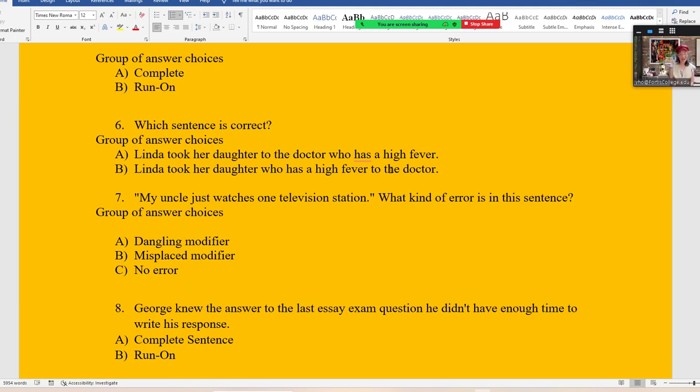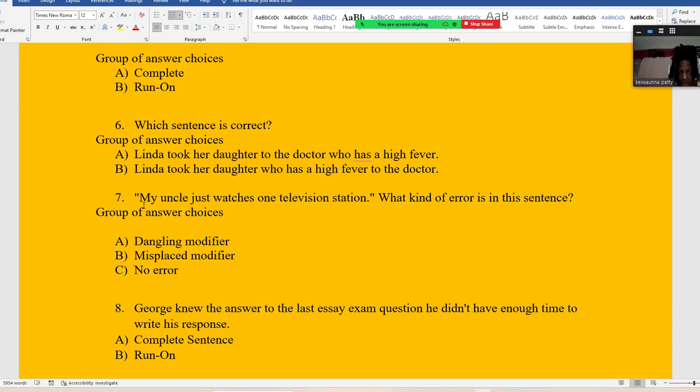Is it B? Yes, because you don't want to take your daughter to a contagious doctor. So A. Number 7. Is this a dangling modifier or my uncle just watches one television station? So what kind of error is in this sentence? Is it a dangling modifier or a misplaced modifier?